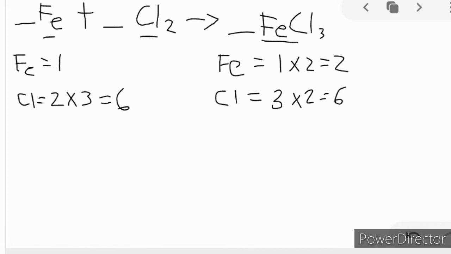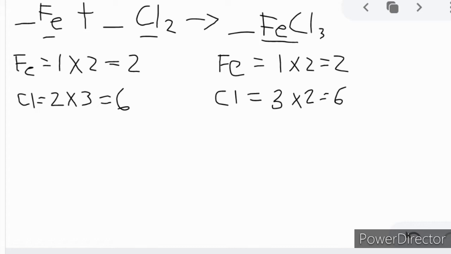So Cl is equal. However, Fe is not. So we multiply 2 here. So now we balance the equation. So Fe is 2, Fe is 2. Cl is 6, and Cl is 6.